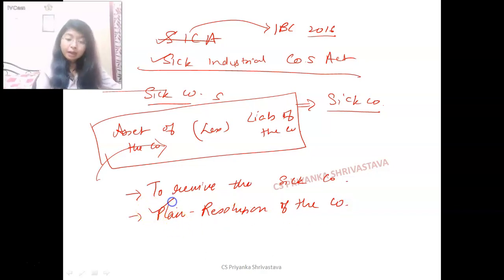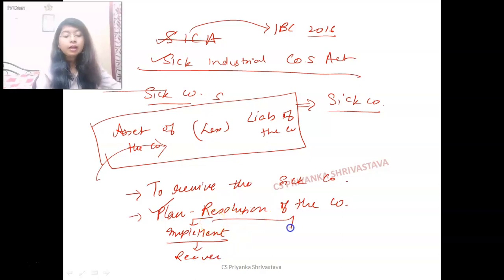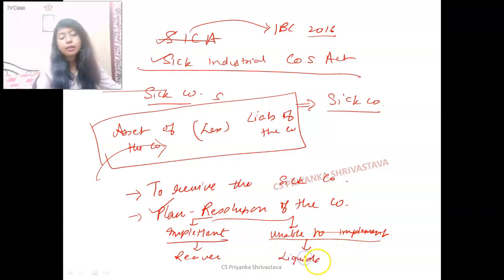And if this plan is able to be implemented and resolved, the company will recover. And if it is unable to implement, and there is no scope that the company could revive, then the company goes into liquidation. So liquidation or winding up is a last resort for the company. It's not like a company gets insolvent and we just go for liquidation now. No, that is not the thing.